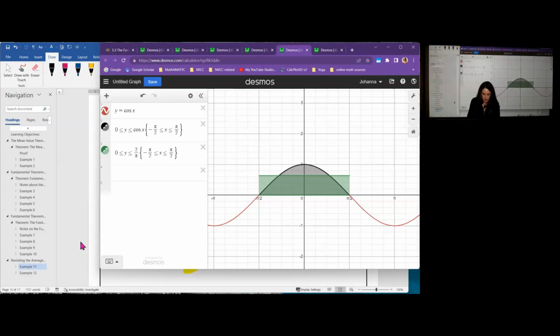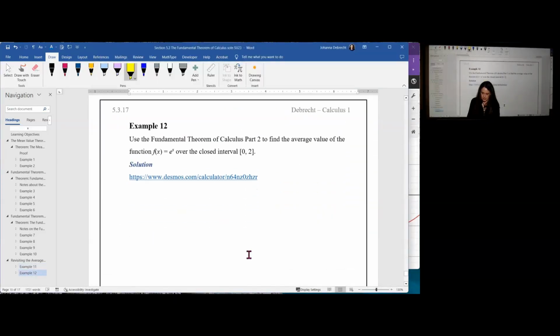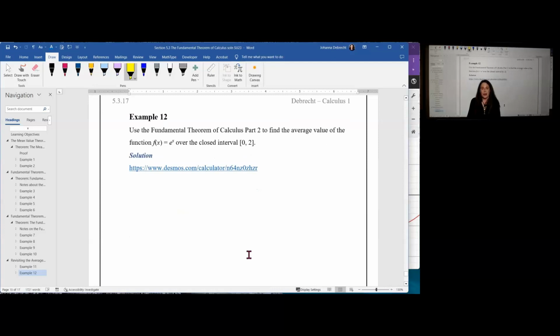We have one more problem to work, which is example 12. On example 12, I would like you to pause the video and work this one out, then turn the video back on so we can discuss.